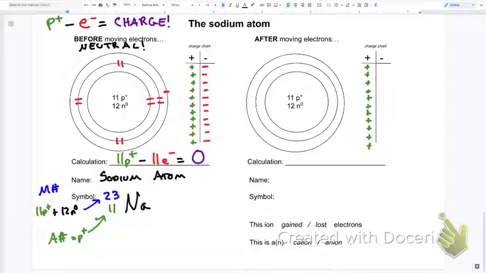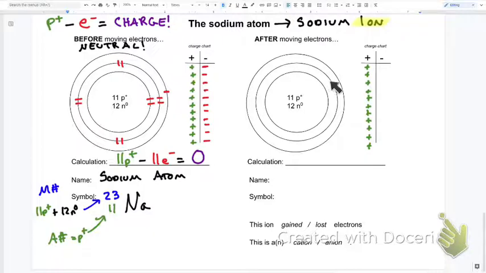Okay, so that's it for our neutral sodium atom. But now let's change it into an ion. We're going to change it into the sodium ion. I already filled out the charge chart over here for the protons. Now I'm going to add my electrons.